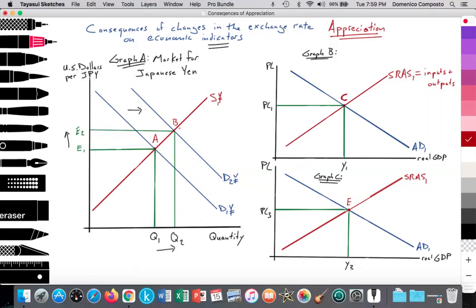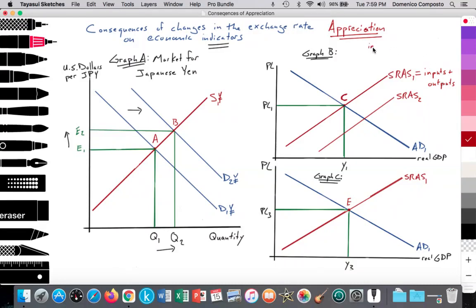If the Japanese yen becomes stronger, that means it has greater purchasing power to buy foreign imported inputs and outputs. Thus, the aggregate supply curve should be shifting out, which we can illustrate here, SRAS increasing from SRAS 1 to SRAS 2. The Japanese yen, with its greater purchasing power, is able to acquire more imported inputs and outputs.